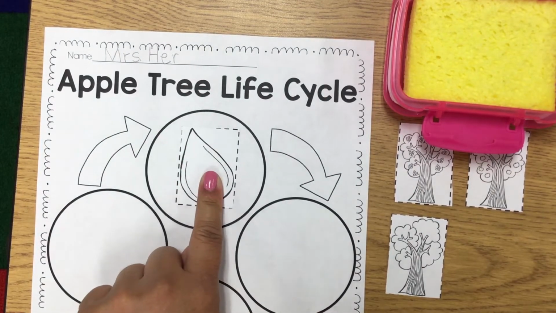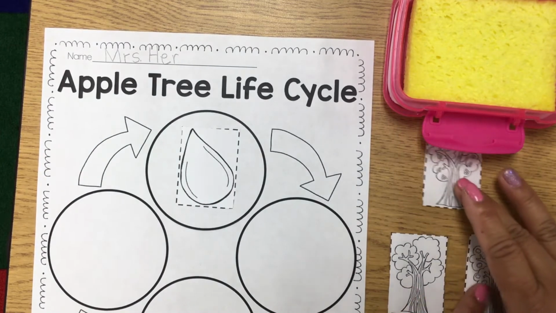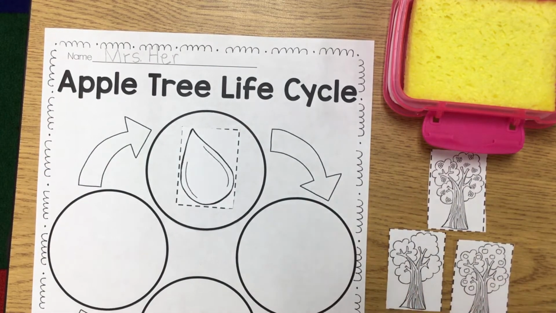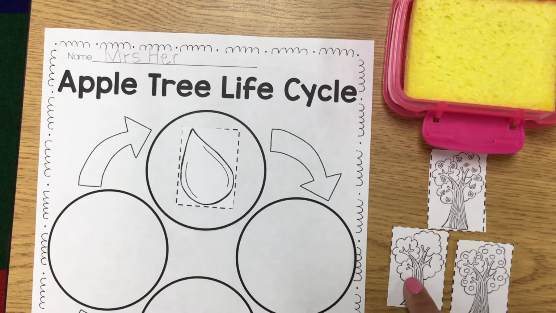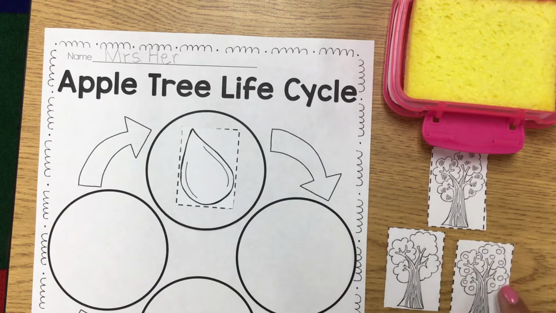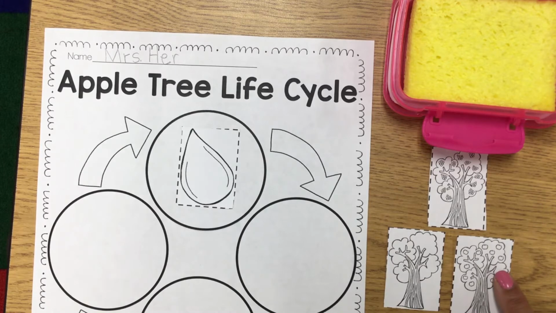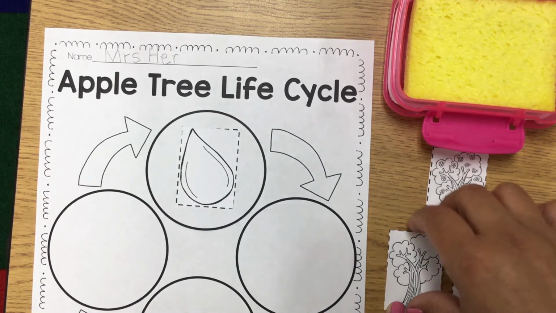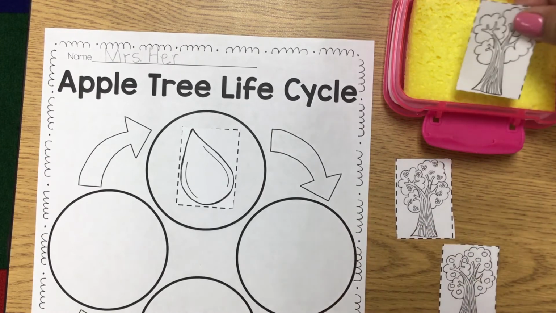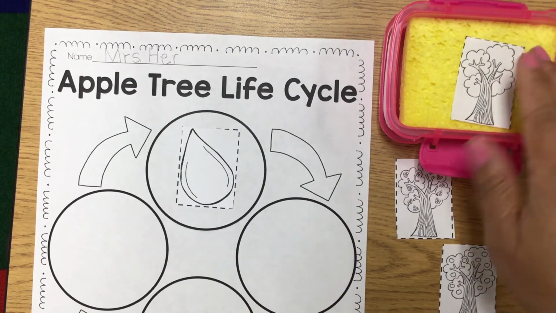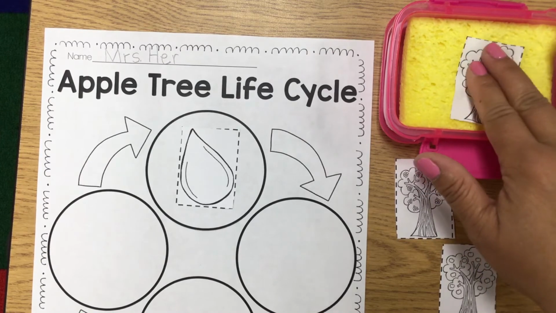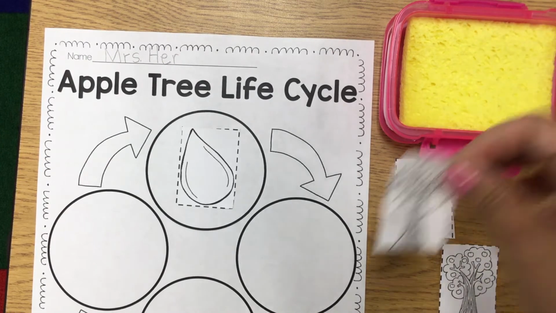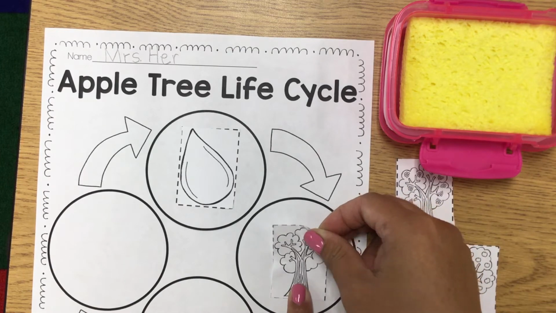So after the seed, we have 3 pictures to decide from. You have the tree with just the leaves, and then you have the tree with the blossoms and the tree with the apples. Okay, yes, this one goes next. So first, before you get blossoms, you just have just a blank tree, or it starts to grow into a tree. Okay, so this one goes right here.